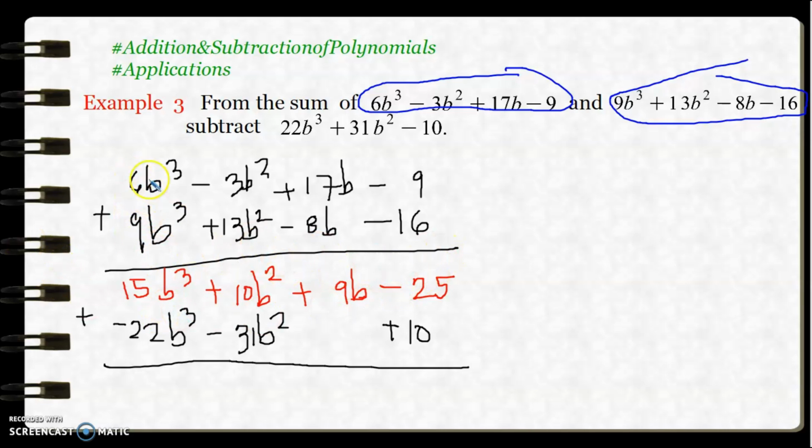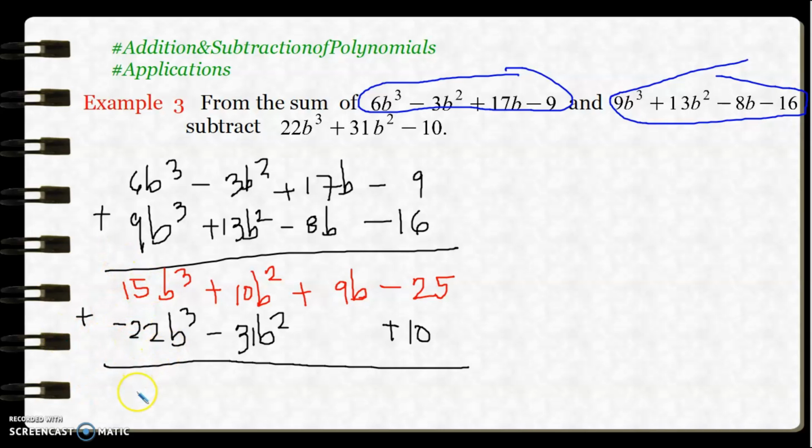Itong red, ito yung sum lang ng dalawang polynomial. Sabi sa example 3, mula sa sum nila, magsusubtract pa tayo ng third polynomial. So, yung third polynomial ang ating subtrahend. So, palit ng sign bawat isa. 1, negative, negative, positive. Ayan. Then, we proceed now to adding.